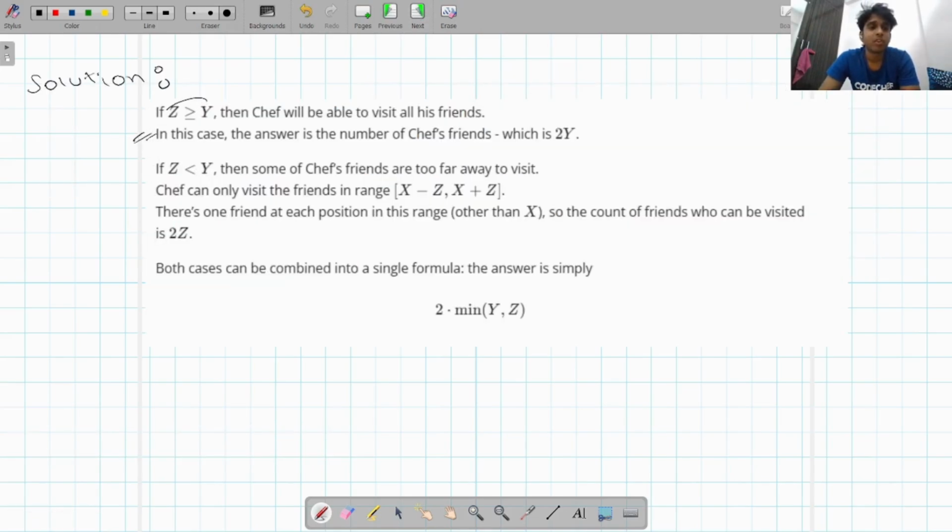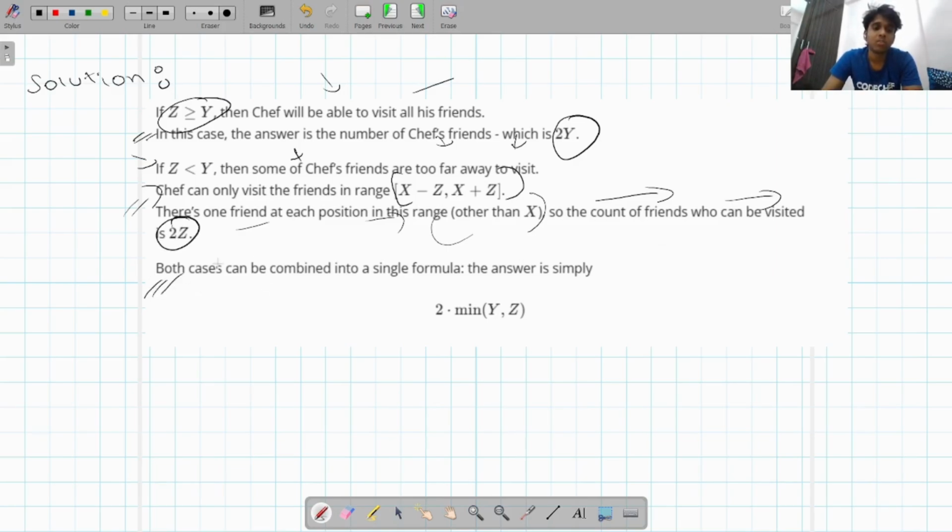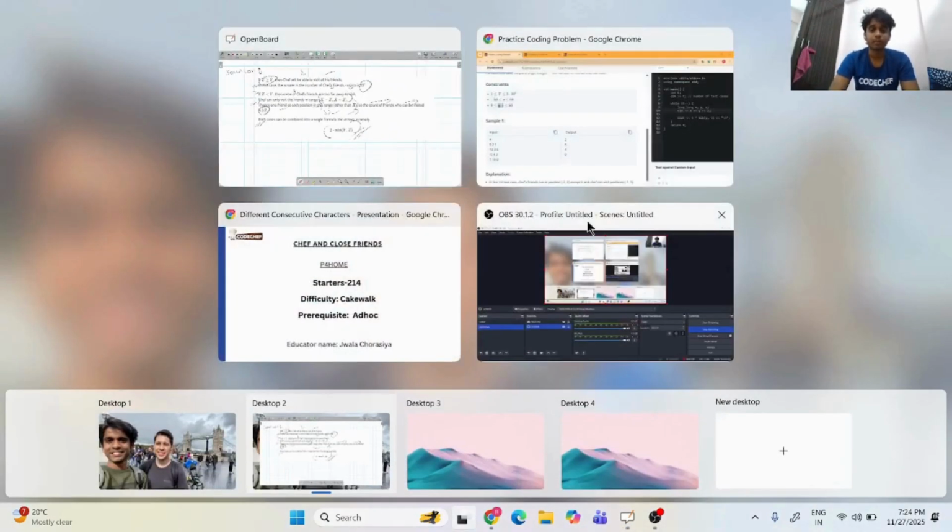If z is greater than or equal to y, then Chef will be able to visit all his friends. In this case, the answer is the number of Chef's friends, which is 2y. And if z is less than y, then some of Chef's friends are too far away to visit. Chef can only visit the friends in the range x minus z to x plus z. There is one friend at each position in this range other than x. So the count of friends who can be visited is 2 times z. Both cases can be combined into a single formula. The answer is simply 2 times the minimum of y and z. Simple solution, guys. Now let's move toward the simple C++ code.